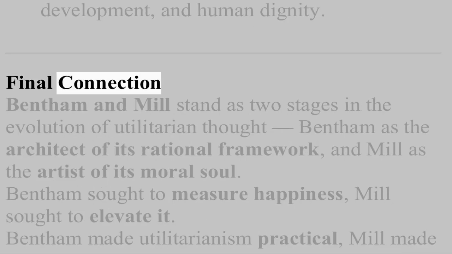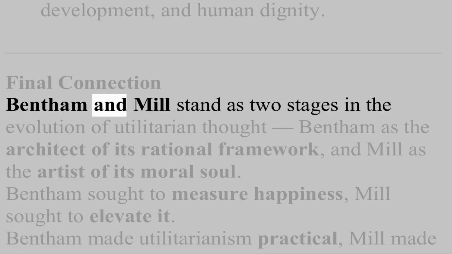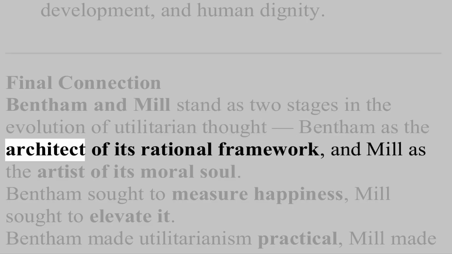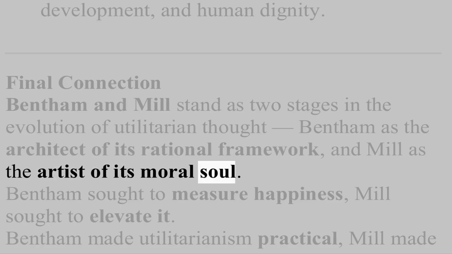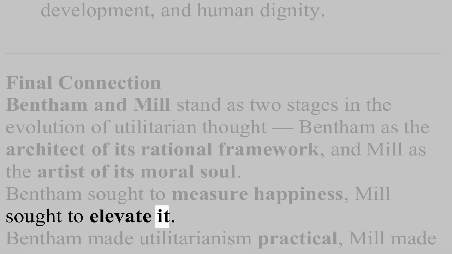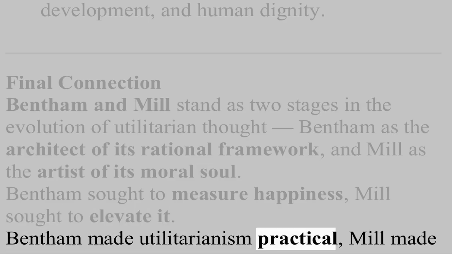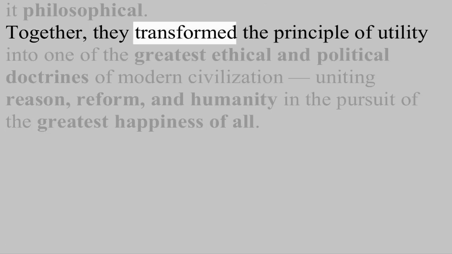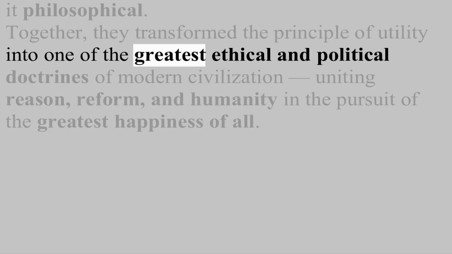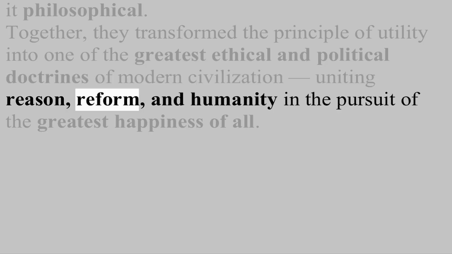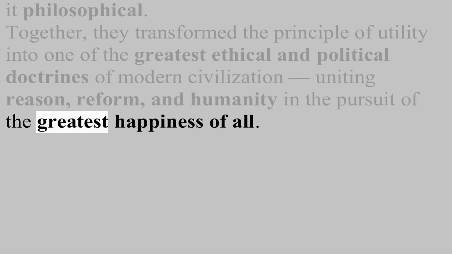Final connection. Bentham and Mill stand as two stages in the evolution of utilitarian thought, Bentham as the architect of its rational framework, and Mill as the artist of its moral soul. Bentham sought to measure happiness, Mill sought to elevate it. Bentham made utilitarianism practical, Mill made it philosophical. Together, they transformed the principle of utility into one of the greatest ethical and political doctrines of modern civilization, uniting reason, reform, and humanity in the pursuit of the greatest happiness of all.